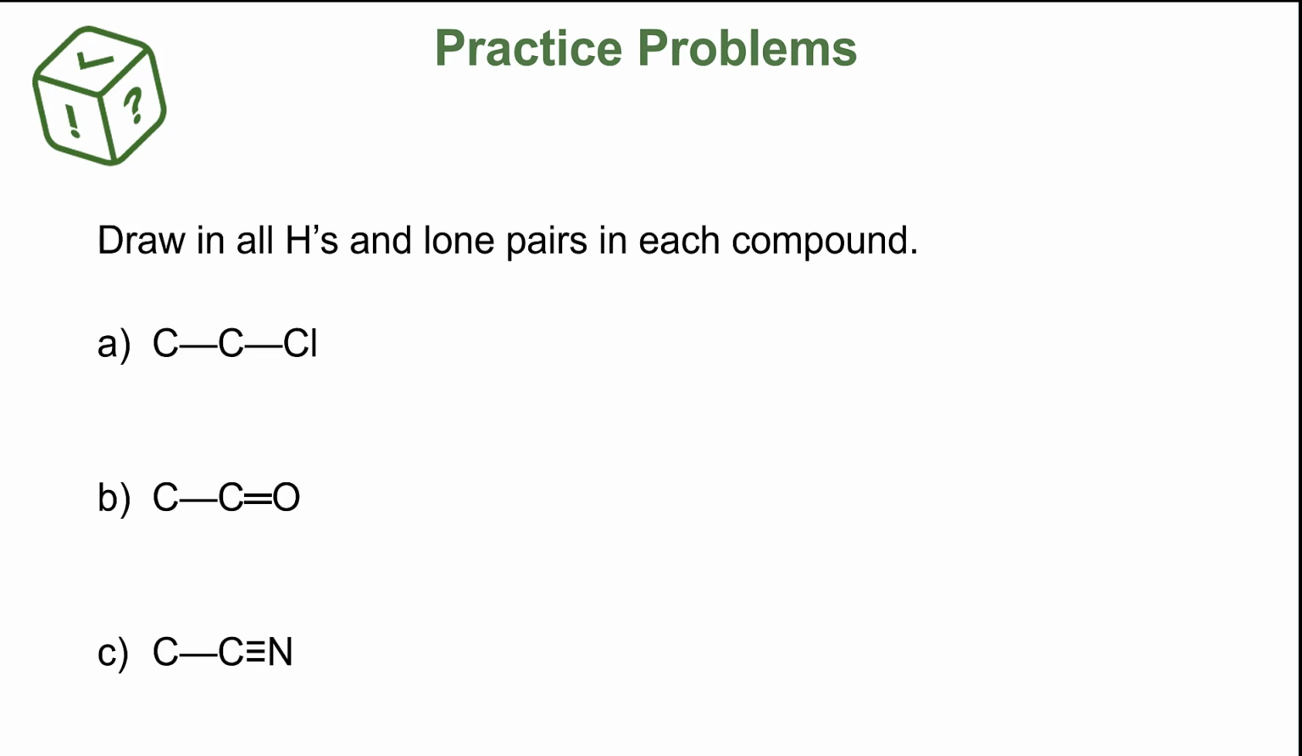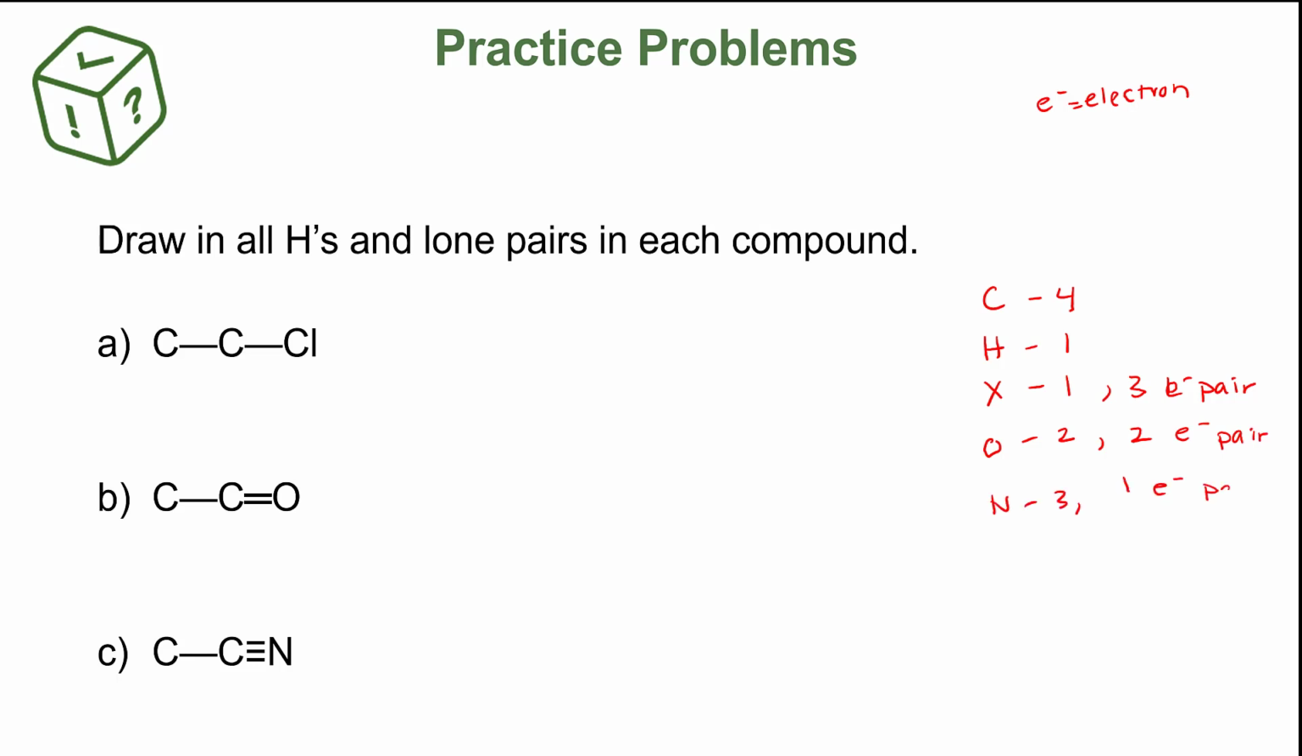So we want to remember carbon makes 4 bonds. Hydrogen makes 1. Our halogens, which are chlorine, fluorine, iodine, bromine, those make 1. And they have 3 lone pairs. Just going to abbreviate electron there with the E minus. And oxygen makes 2 bonds with 2 electron pairs. Nitrogen is 3 with 1 electron pair.